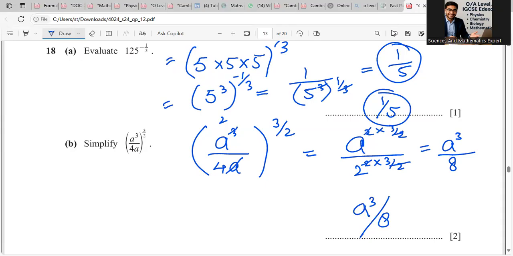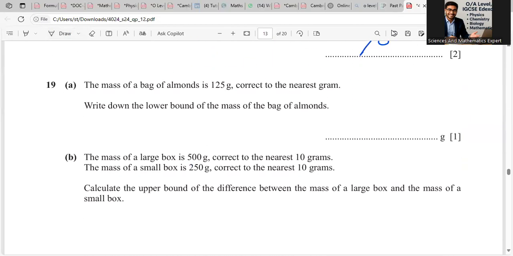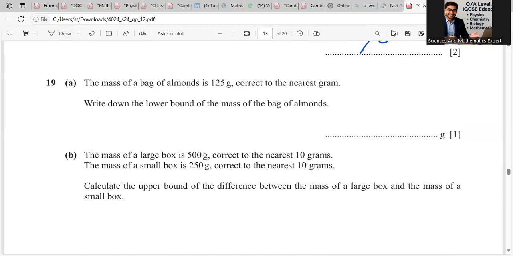After that, he is going towards question number 19. Here he is saying the mass of a bag of almonds is 125 grams, correct to the nearest gram. Nearest gram means I can get its upper bound and lower bound. For 1 gram, it should be divided by 2, so 0.5 gram should be subtracted and added to get the lower and upper bound. Write down the lower bound for it.